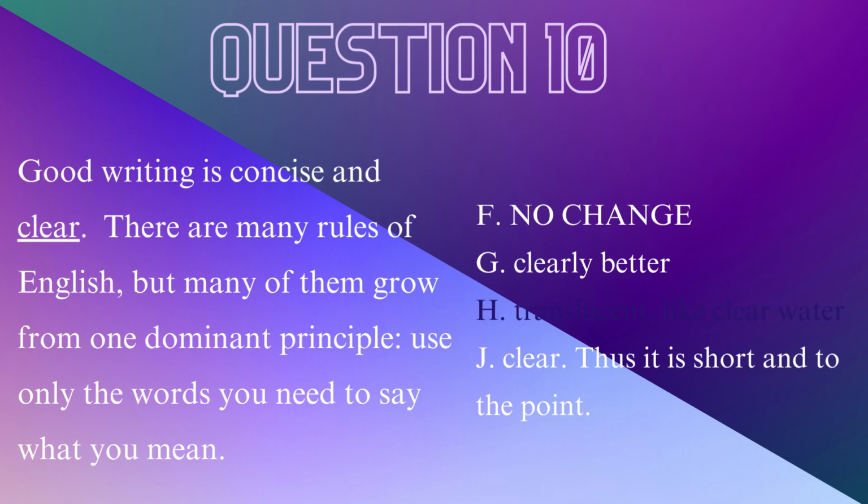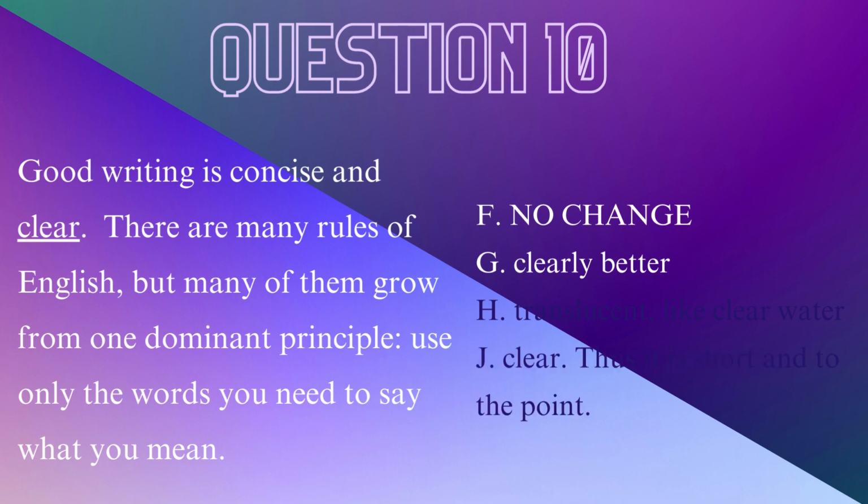What's the next longest way to say this? J says clear. It retains that, but then it adds another sentence at the end. Thus, it is short and to the point. Do we really need to use that extra sentence to explain the meaning of clear? No, not really. I think clear is clear enough itself.